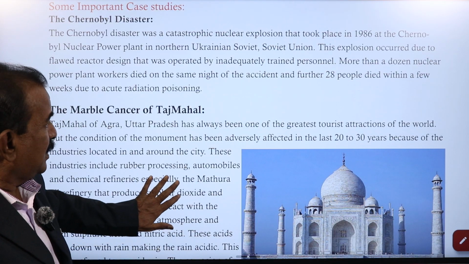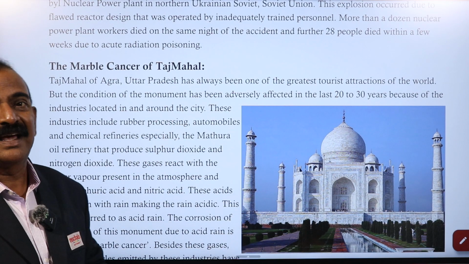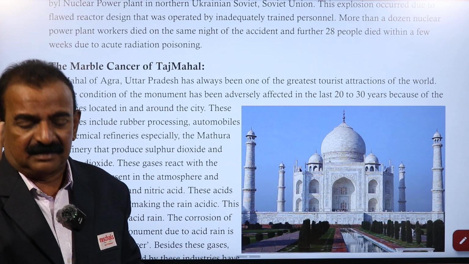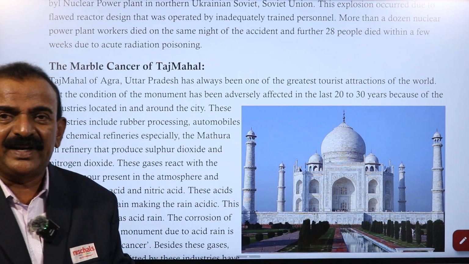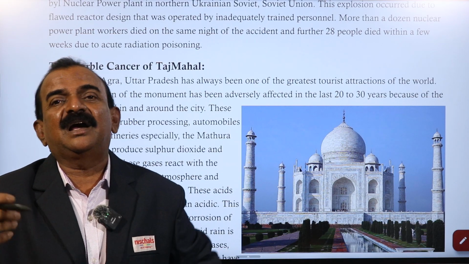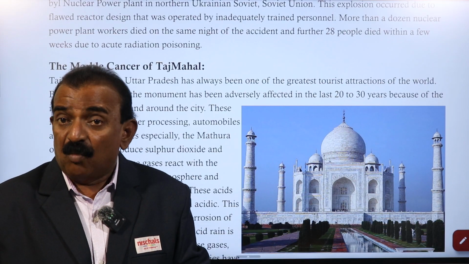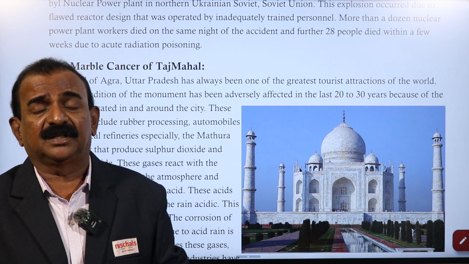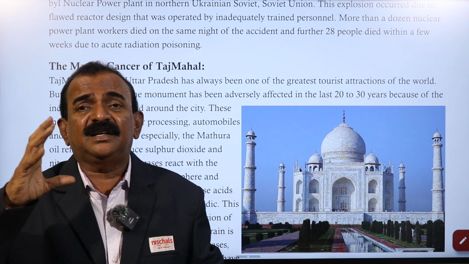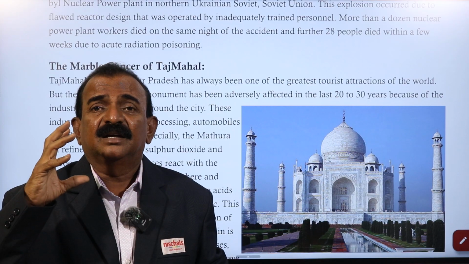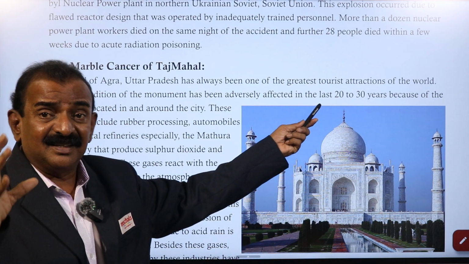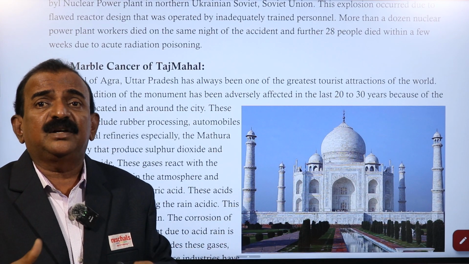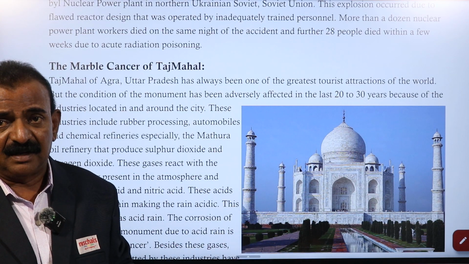Now we will discuss another case study, and this is the marble cancer of the Taj Mahal. When I say Taj Mahal, it is an important historical monument that is there in Uttar Pradesh, and it has been attracting tourists from all over the world every year. So it is a tourist-attracting place, Agra.